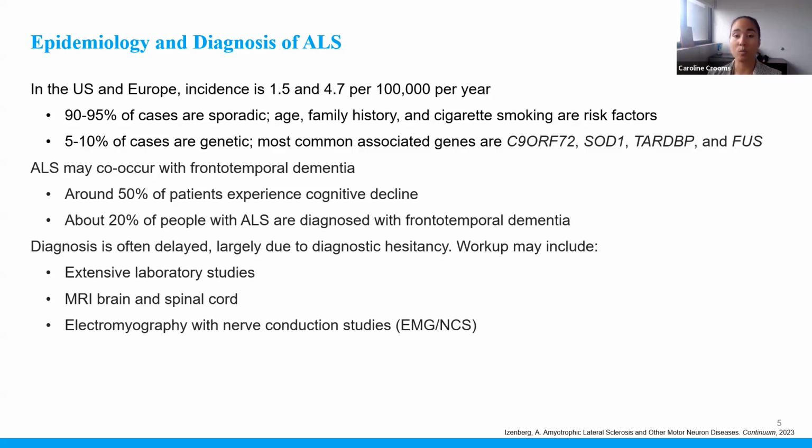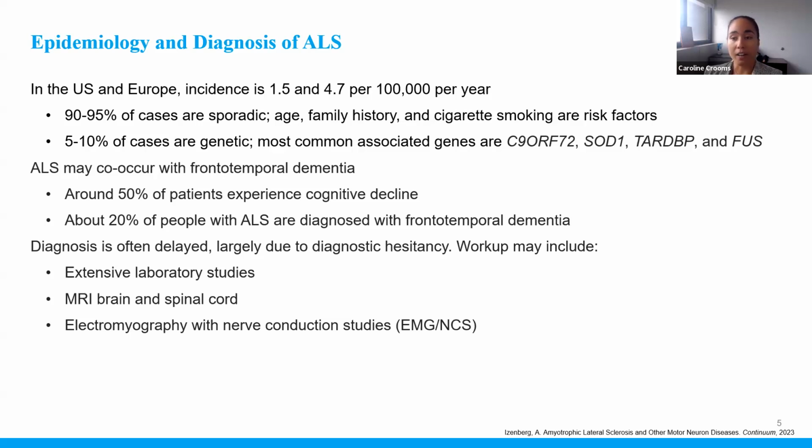If you work in a VA, you may know that ALS can be a service-connected disorder for people who were, for example, in Vietnam during certain times. And then 5 to 10% of cases are genetic and may be familial. The most commonly associated genes are listed here. Make note of SOD1 because there is actually a targeted treatment for that.